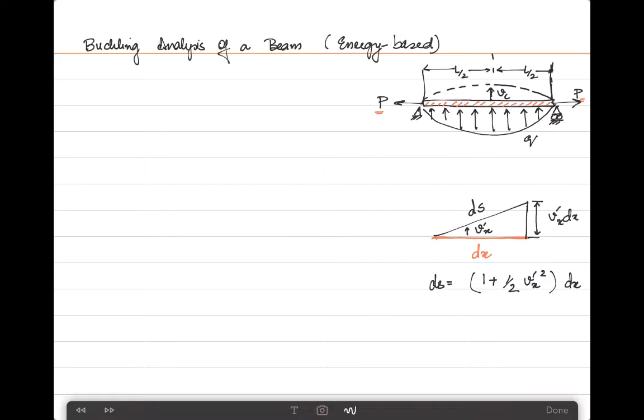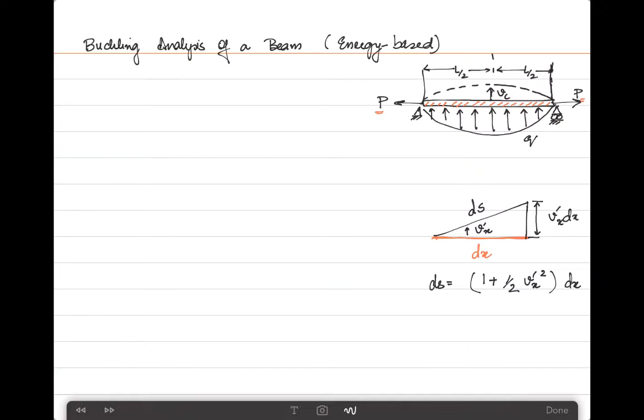Now, under the certain load, a differential length dx undergoes some change to the length ds, and this can be related by the relation given on the right-hand side. I'm not going to go through the details of this. You have already done this in the buckling course, and you can also find this in many reference books for buckling analysis. Let's get straight to the energy-based problem that we want to derive here.